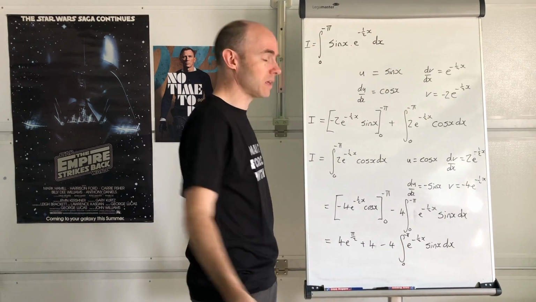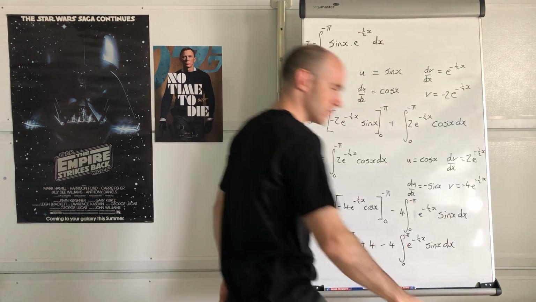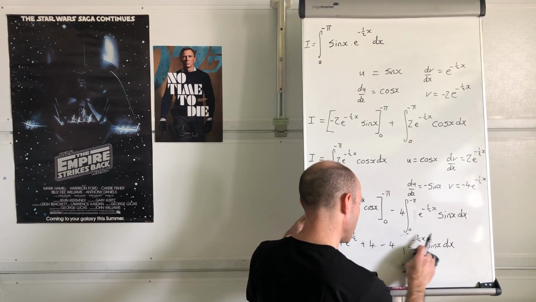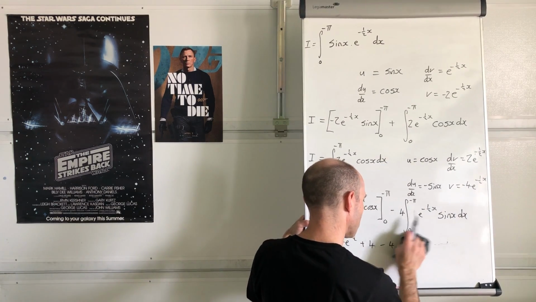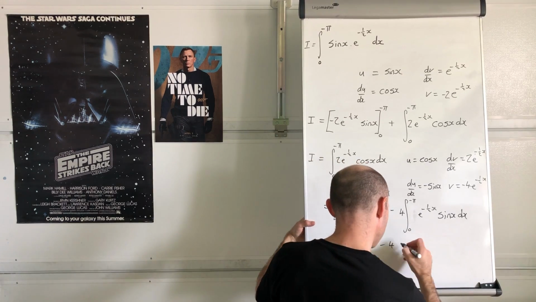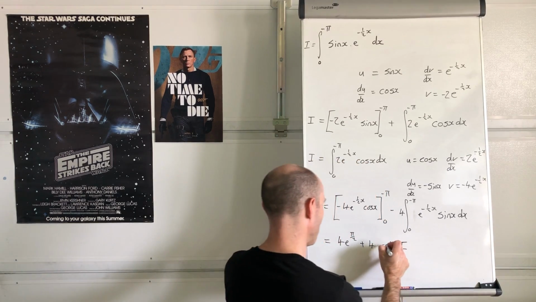And what did I call it at the beginning? I called it I. So that's what I'm going to do here. I'm going to just rewrite that as I. I'm just trying to rub this out very neatly. So that's going to be -4I.